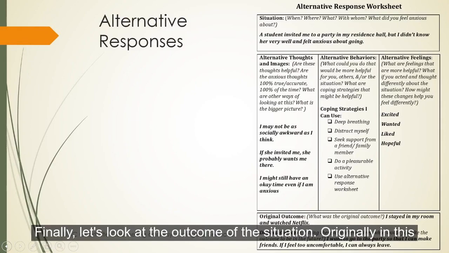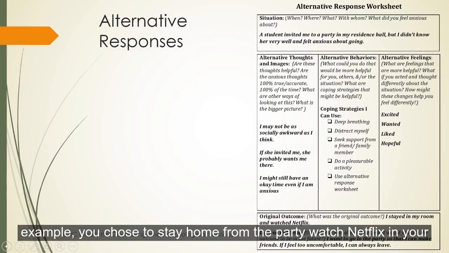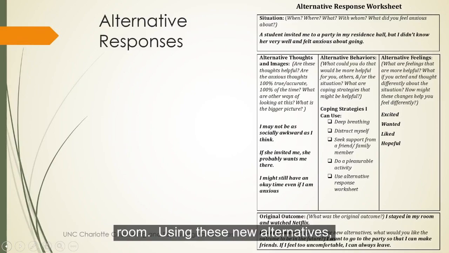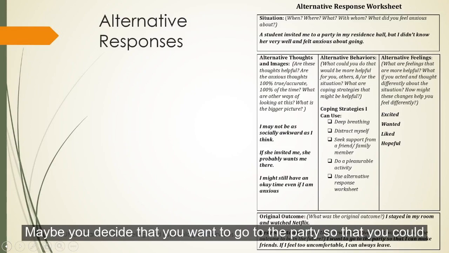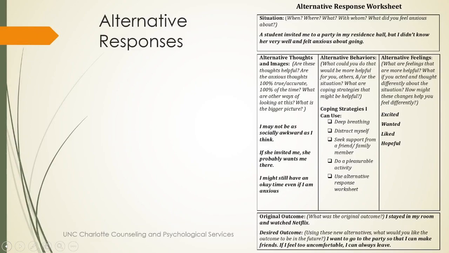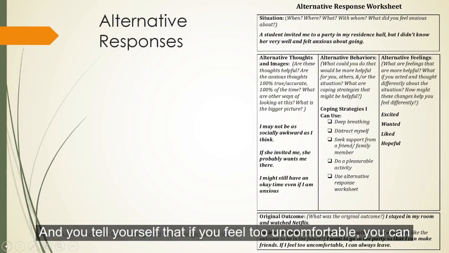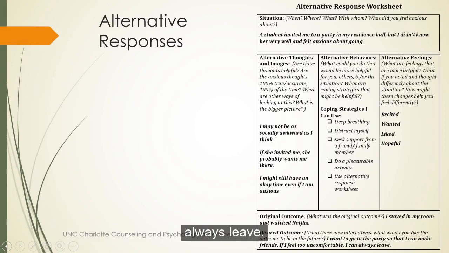Finally, let's look at the outcome of the situation. Originally, in this example, you chose to stay home from the party, watch Netflix in your room. Using these new alternatives, maybe you want the outcome to be different. Maybe you decide that you want to go to the party so that you could potentially make friends. And you tell yourself that if you feel too uncomfortable, you can always leave.